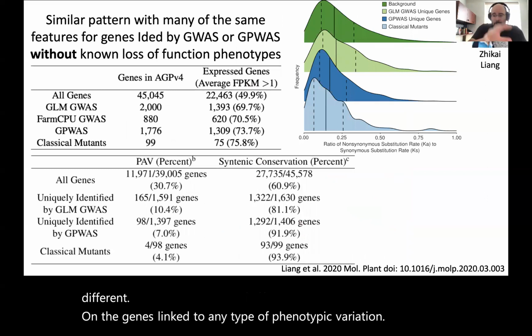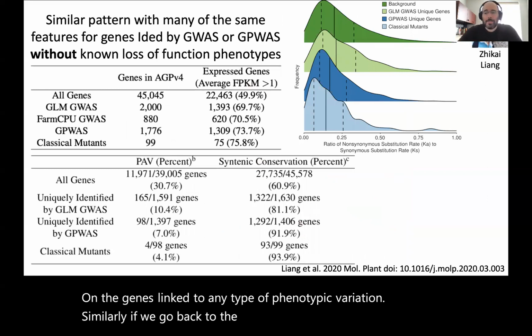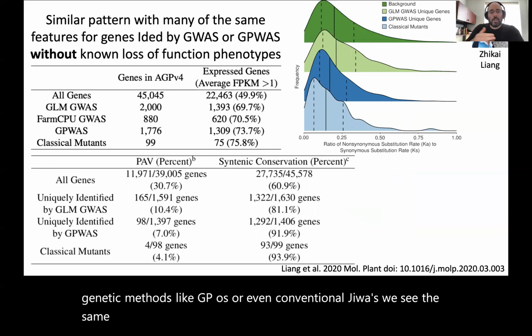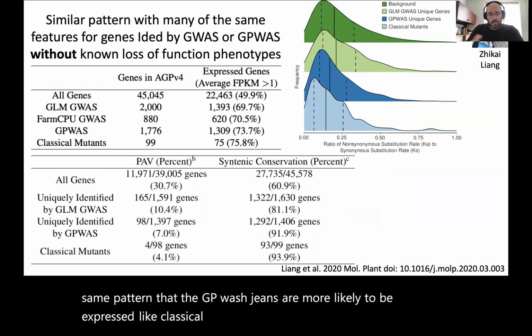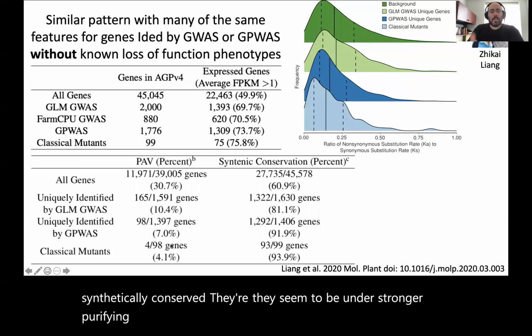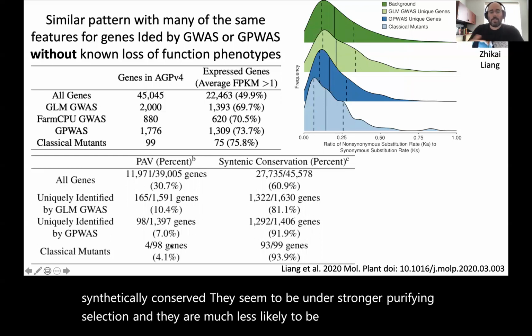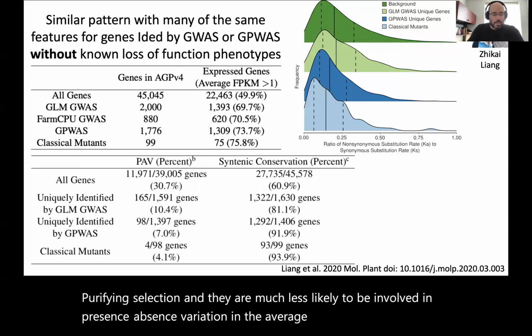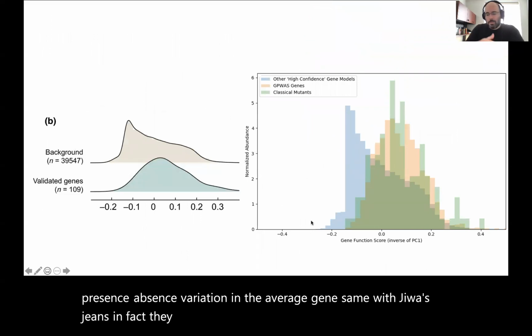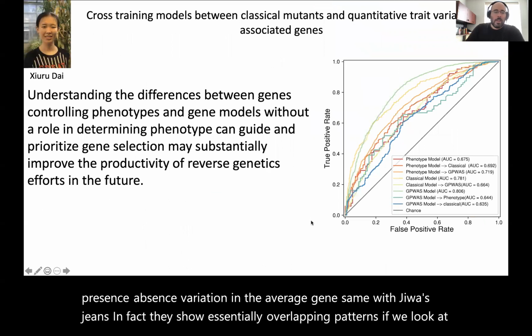Similarly, if we go back to the genes identified with quantitative genetic methods like GPWAS or even conventional GWAS, we see the same pattern: the GPWAS genes are more likely to be expressed like classical mutants. They are more likely to be syntenically conserved. They seem to be under stronger purifying selection, and they're much less likely to be involved in presence-absence variation than the average gene. Same with GWAS genes. In fact, they show essentially overlapping patterns if we look at this distribution.